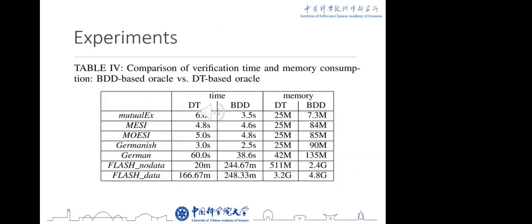We have applied our new framework, figure 4, to 6 benchmarks. This table gives a comparison of verification time and memory consumption for the benchmarks between the BDD based oracle and the decision tree based oracle. At first sight, for small protocols, mutual exclusion and MESI, the decision tree based oracle is slightly slower than the BDD based oracle, but requires less memory. However, for large examples, the decision tree based oracle performs much better.